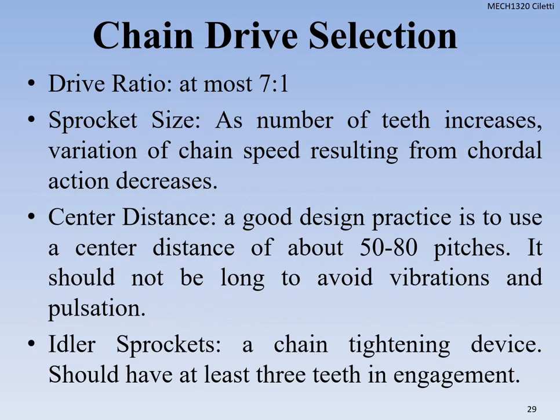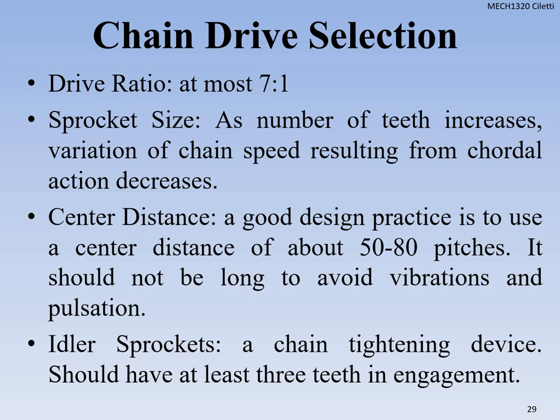Alright, most common drive ratio is 7:1. Okay, sprocket size: as the number of teeth increases, variation of the chain speed resulting from the chordal action decreases. Remember, it had to be greater than 25 teeth, and we didn't even care about vibration and things like that.